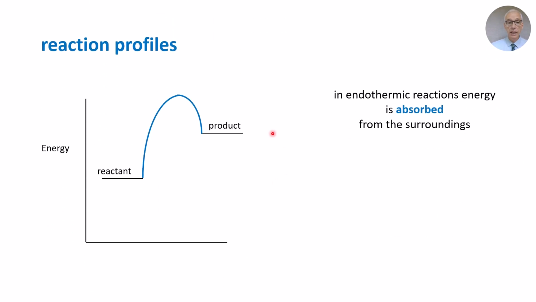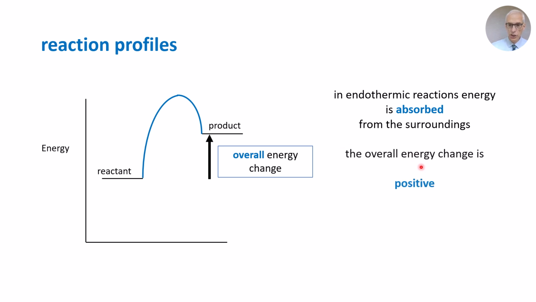So here is the profile for an endothermic reaction. Here we have the products having more energy than the reactants. The difference is absorbed from the surroundings. Again, we call that the overall energy change, and as the products have more energy than the reactants in an endothermic change, the overall energy change is positive and is given a positive sign.